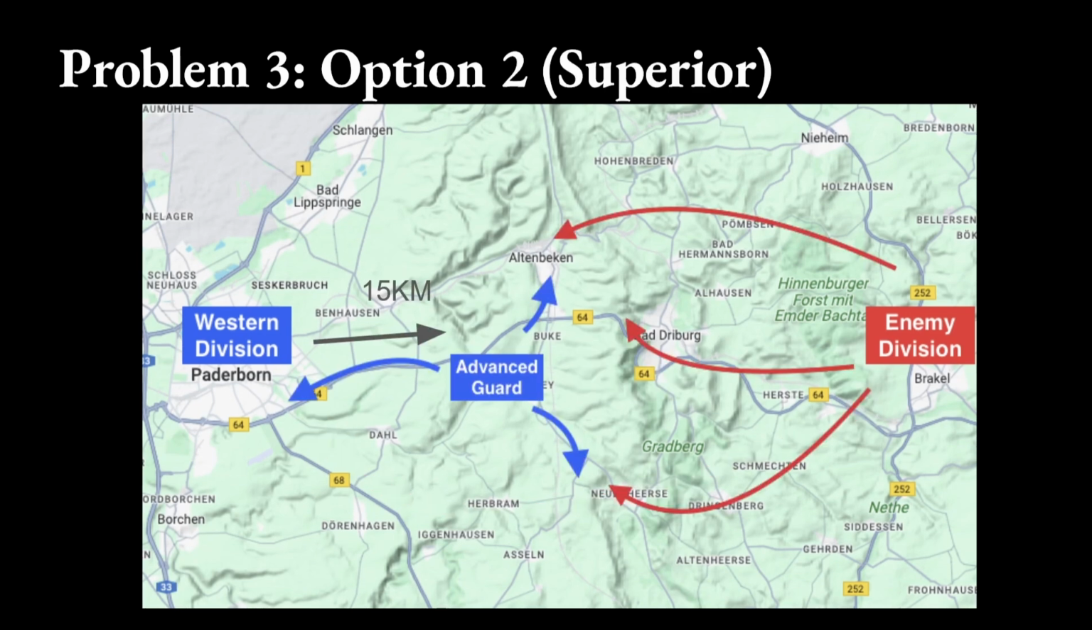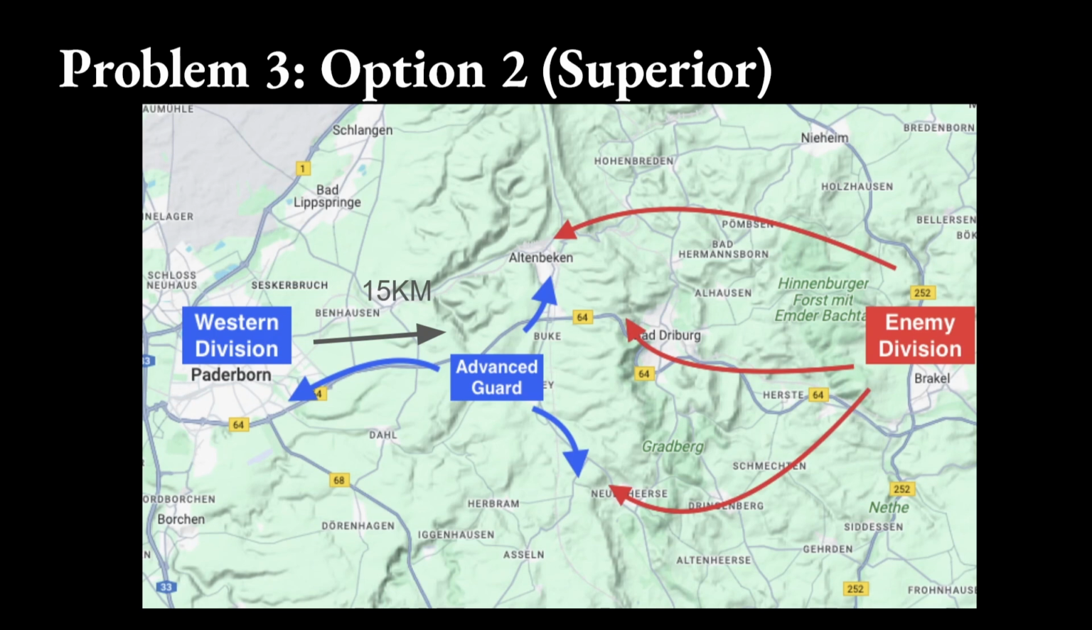The second option that Moltke presents, which is superior in his view, is the advance guard moves to the west and actually positions itself 15 kilometers before the main body. And it takes advantage of that mountain range to the west, which still provides defensive positions. However, it has a more developed road network, which allows that advance guard to either retreat quickly back to the main body if it finds itself overwhelmed, or it can move north or south to continue to screen the Western Division. The Western position gives the advance guard more flexibility.